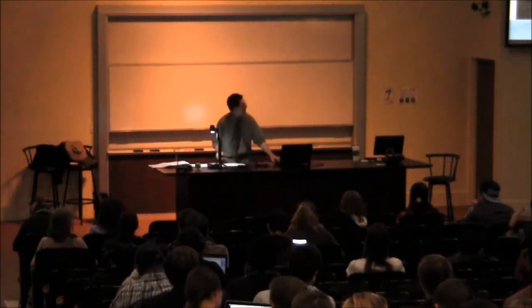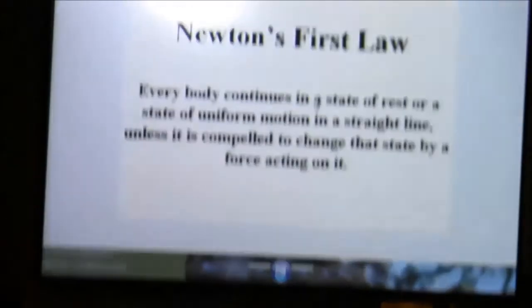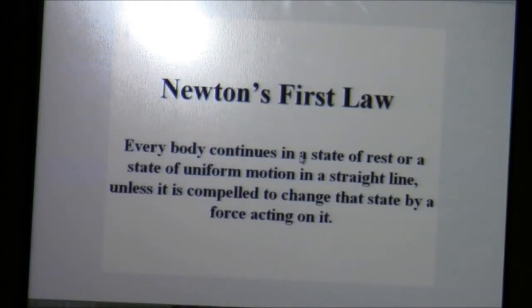So 3 laws, N1, 2, and 3, just like Kepler gave us 3 laws, Newton gives us 3 laws. Here's Newton's first law. I'll read it here. Every body continues in a state of rest or a state of uniform motion in a straight line, either one state or the other, unless it is compelled to change that state by a force acting on it. So I'll give you a chance to write that down. But we've got 3 parts here. You got at rest, state of uniform motion, that's constant speed, constant velocity.